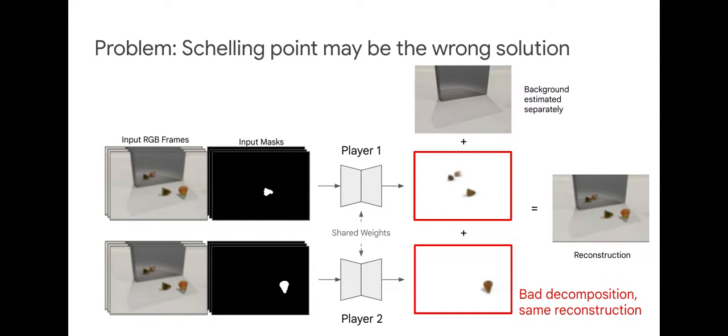However, in this setup, nothing prevents the players from outputting a bad decomposition, such as grouping all of the reflections with the closest object, for example. The challenge with this problem is that a bad decomposition reconstructs the frame as well as a good decomposition, so the losses for both solutions are the same. So if we can't rely solely on the reconstruction error for a good decomposition, we have to design the setup to encourage that correct solution.